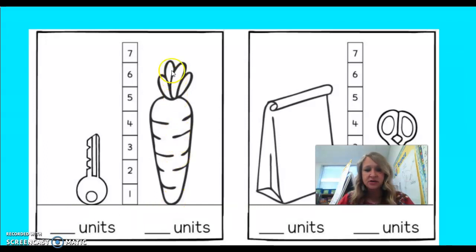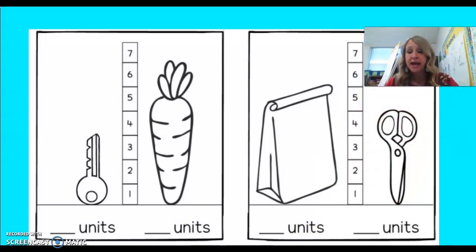Then the carrot. How tall is the carrot? The very tip of the carrot stops at what number? 6. So the carrot is how many units? 6 units. Okay, now we have a paper bag. The top of the paper bag stops at this line, which is what number? 5. The paper bag is 5 units tall. What about our scissors? How tall are the scissors? They stop on this line. They're even with this line. Number 4. 4 units. Scissors are 4 units tall.